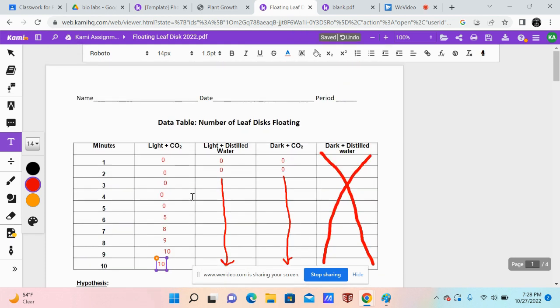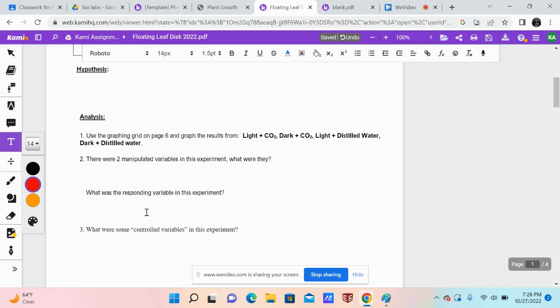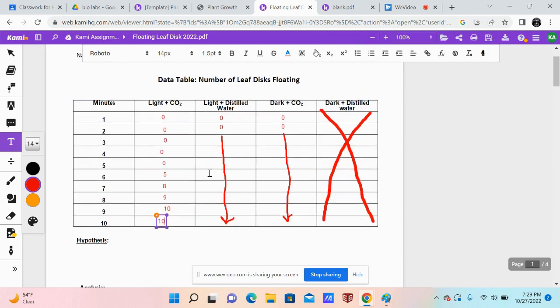Hypothesis, we should have done that before we did it, but too late. So leave that blank. All right, so number 2, what were the 2 manipulated variables in this experiment? The 2 manipulated variables were amount of light and amount of CO2. Those are the 2 things that we changed in each of these things. We deliberately changed them, whether it was light or dark, or whether it was CO2 or no CO2.